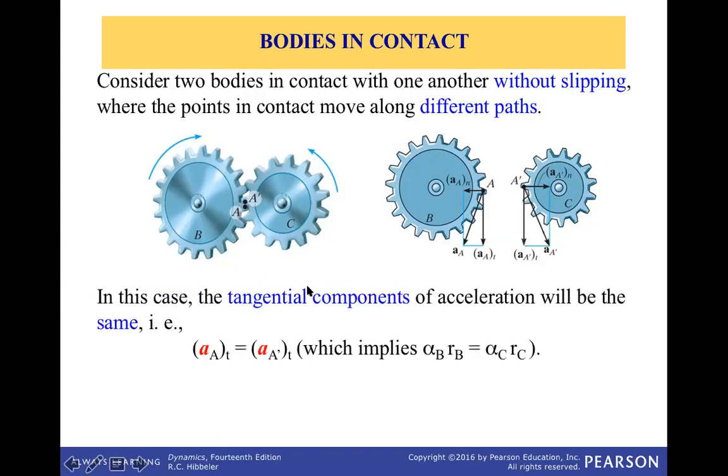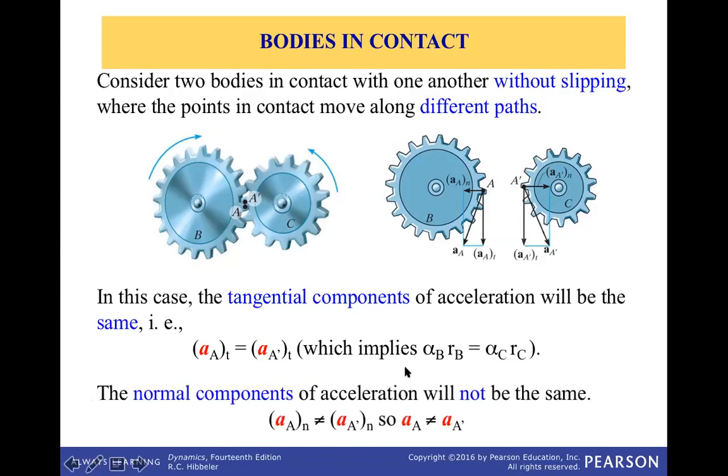So the tangential component of the acceleration will be the same, and also the tangential component of velocity should be the same. Okay, just keep that in mind. So in that case, you'll have this equation: the acceleration of a point A in the tangential direction equals the acceleration of A prime in the tangential direction. So that implies alpha of gear B times radius of B is equal to alpha of gear C times radius of C. Here, acceleration refers to angular acceleration because it's alpha.